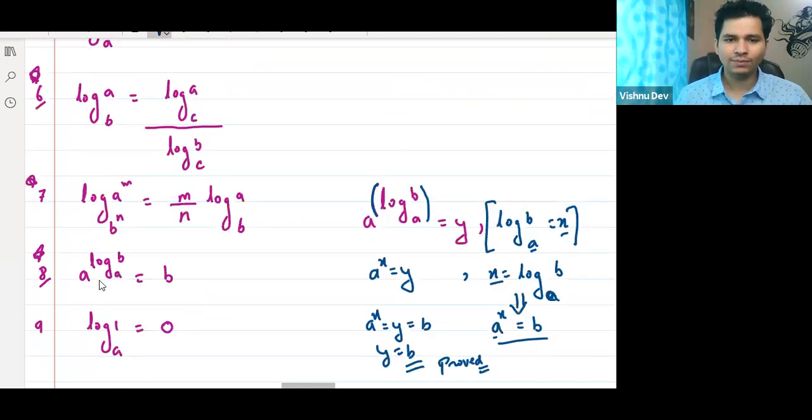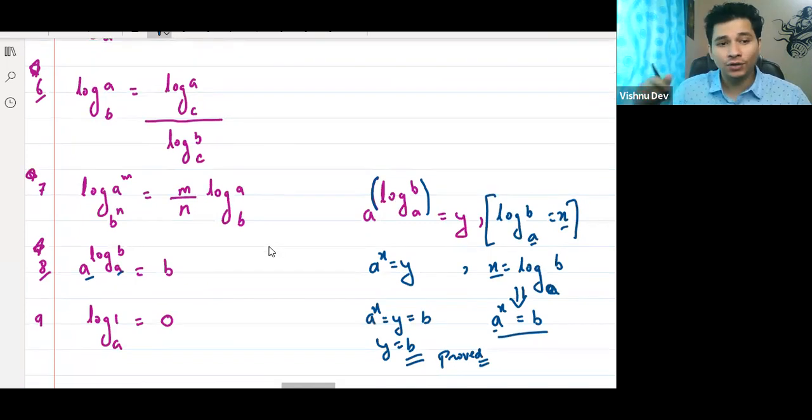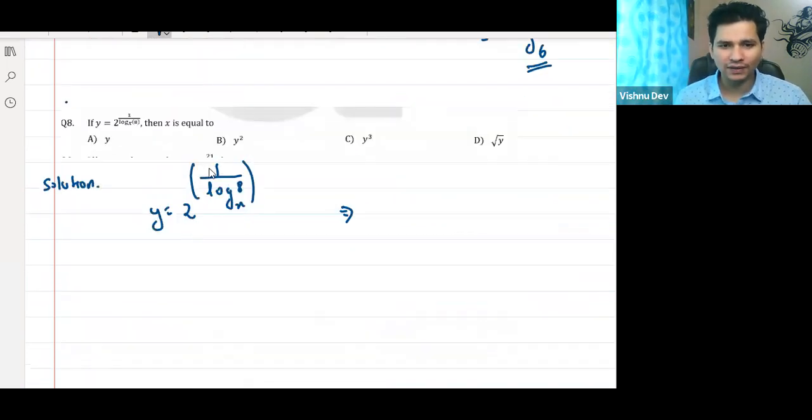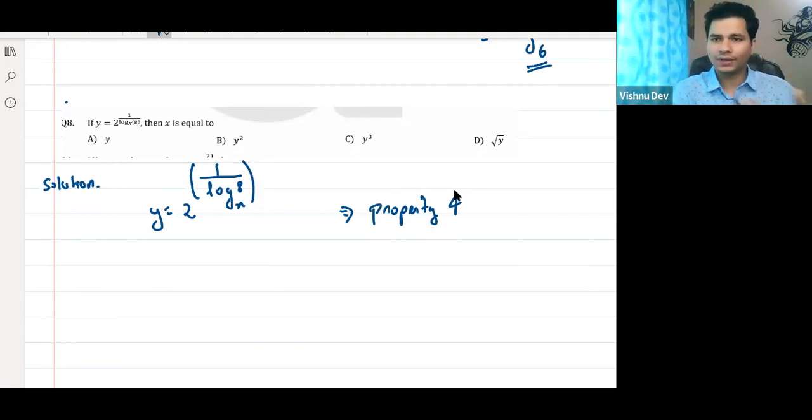Because in order to use property 8, it should be in the form of log, and the base should be equal. This and this should be equal. So here we cannot use it directly. First of all, it is not in the form of log directly, and second, the base is also not the same. So use property 4. You have to think. Seeing the question, you should understand what you can do and what you cannot do. Clear?